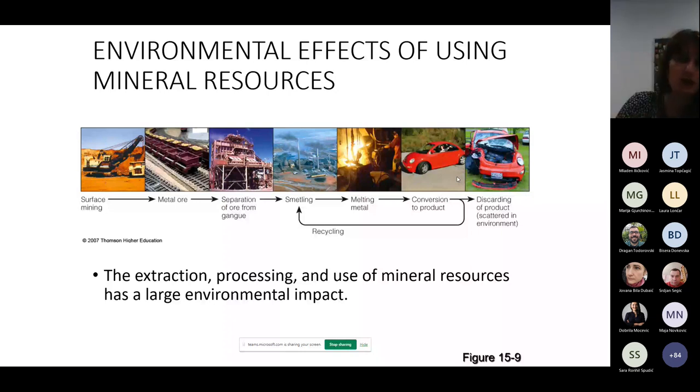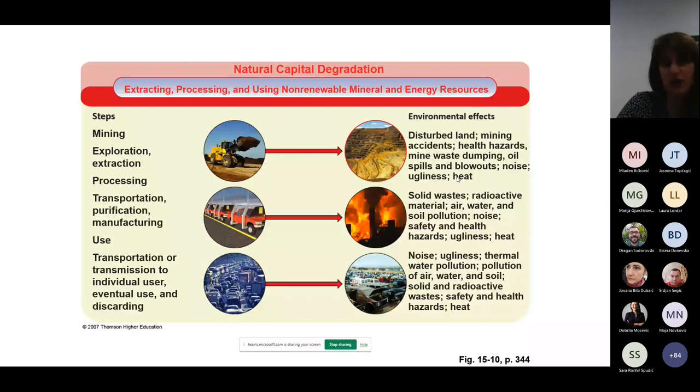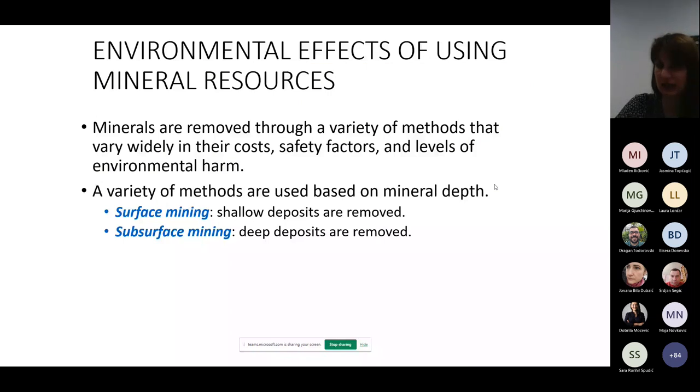So, as we can see, mining, exploration, extraction, processing, transportation, use, etc., can disturb land. Mining can cause mining accidents, health hazards, mine waste dumping, oil spills, etc. So all of these are very, very harmful effects of extraction of mineral resources on our environment. So let's see what kinds of mining we have, what we can find and what their environmental effects are.